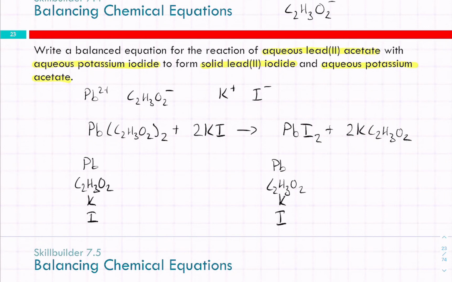So how many lead do we have in the reactants? Just one. How many acetates? Two. Potassium? Iodide? Two. And then on our products, we have one lead. How many acetate? Two. How many potassiums? And iodide? Yeah. So it's balanced.